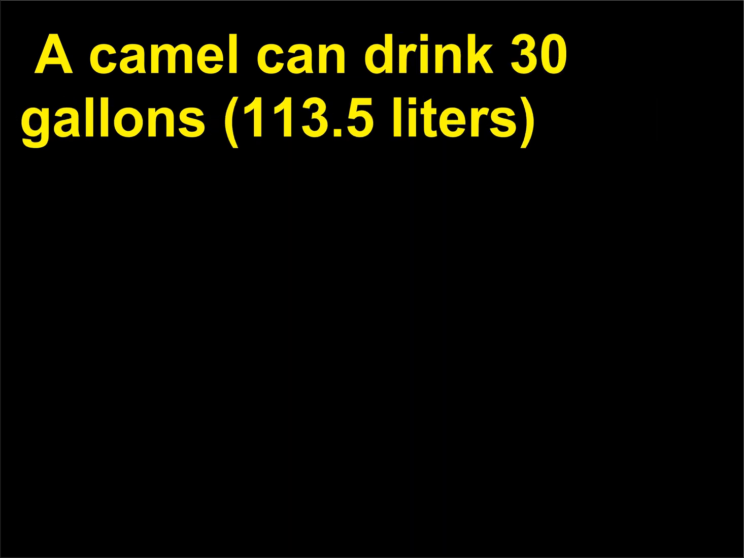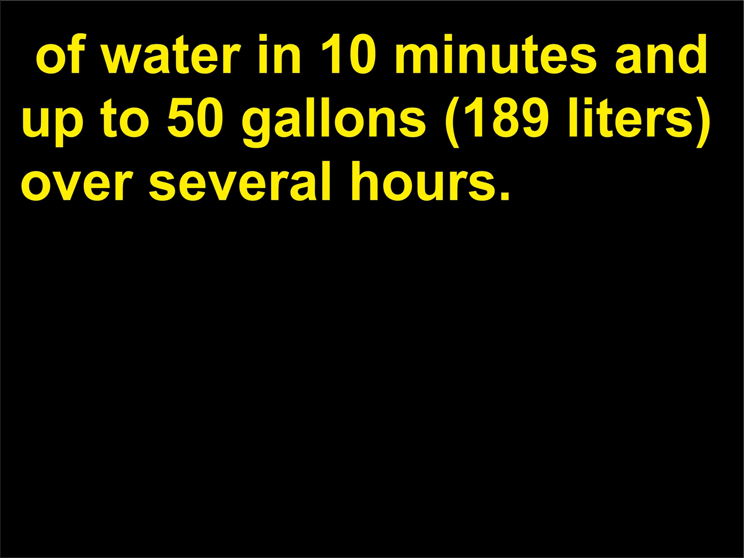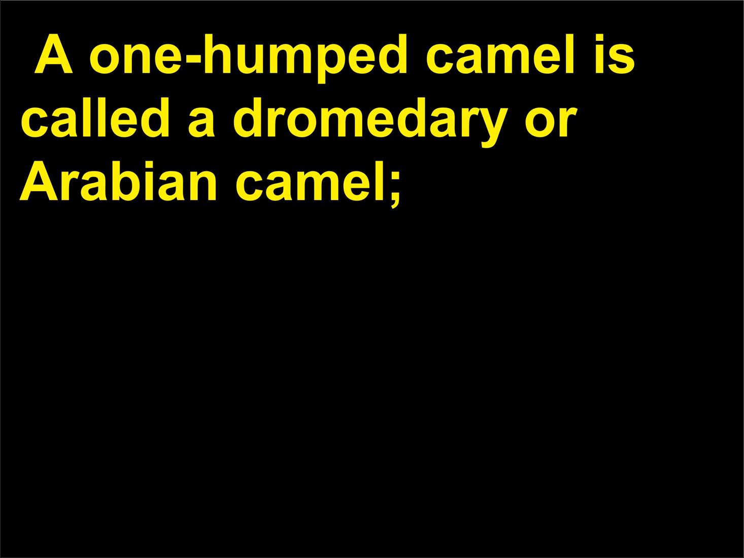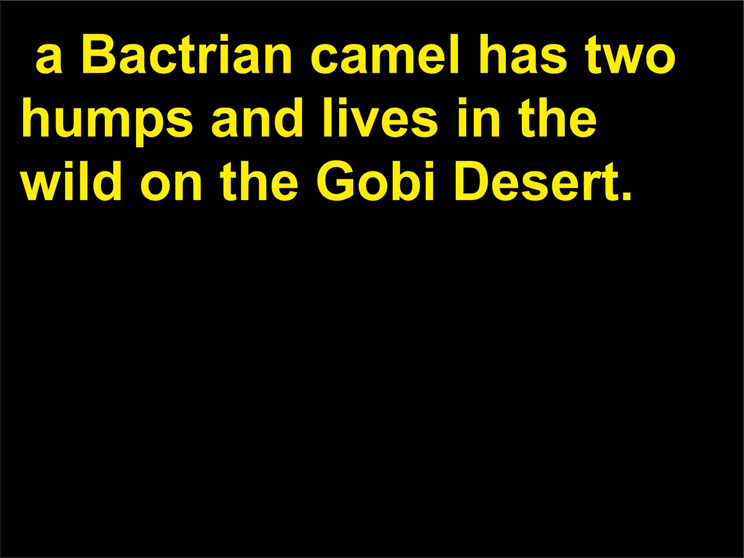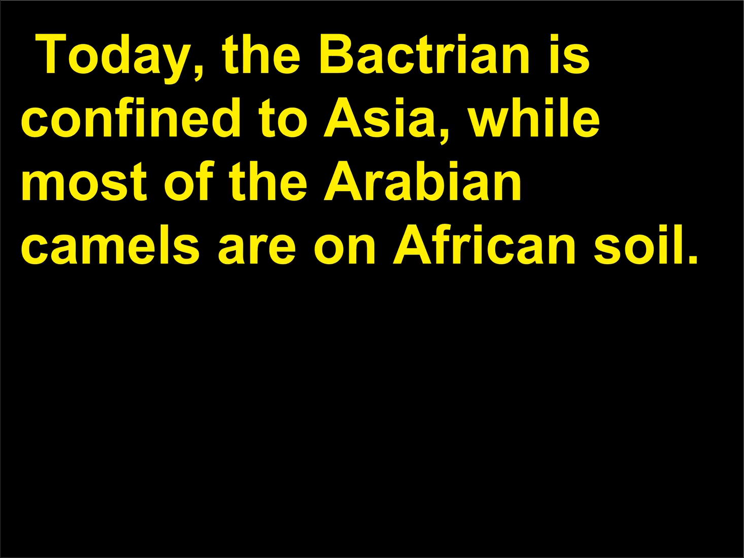A camel can drink 30 gallons, 113.5 liters of water in 10 minutes and up to 50 gallons, 189 liters, over several hours. A one-humped camel is called a dromedary or Arabian camel. A Bactrian camel has 2 humps and lives in the wild on the Gobi Desert. Today, the Bactrian is confined to Asia, while most of the Arabian camels are on African soil.